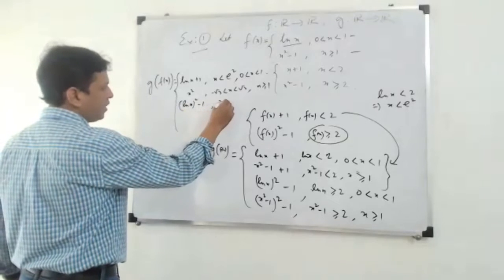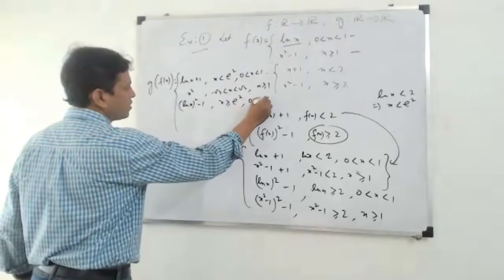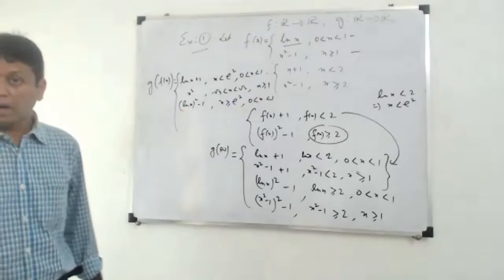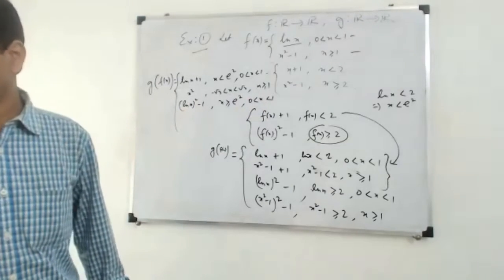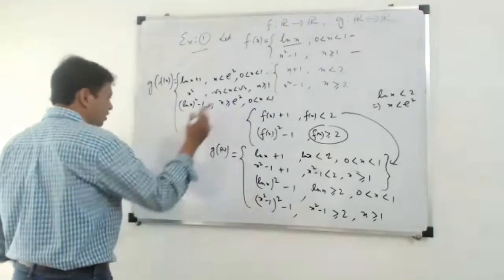x greater than or equal to e squared, right? And 0 less than x less than 1, right? e is a number that lies between 2 and 3, 2.7 something. And the last part, can you simplify the last? Okay, you can keep it like that also.